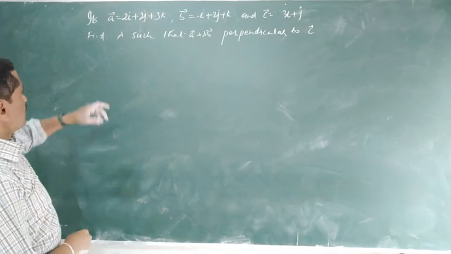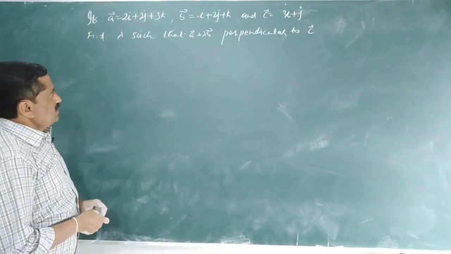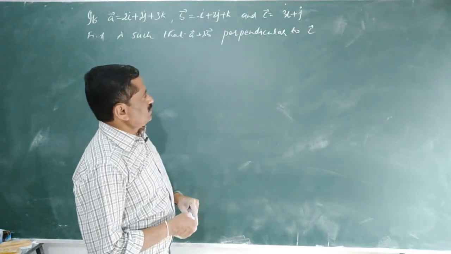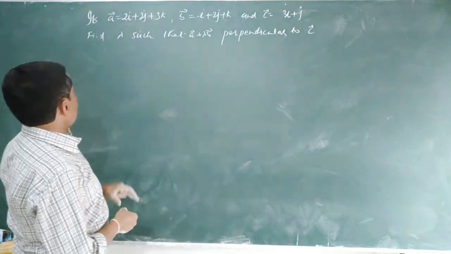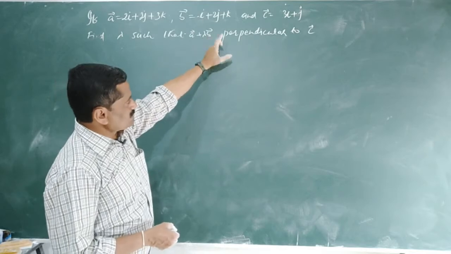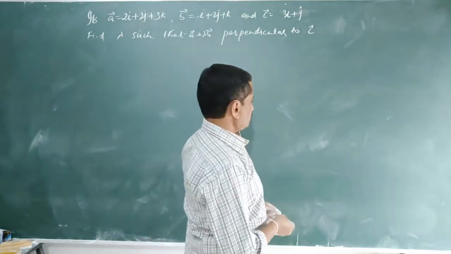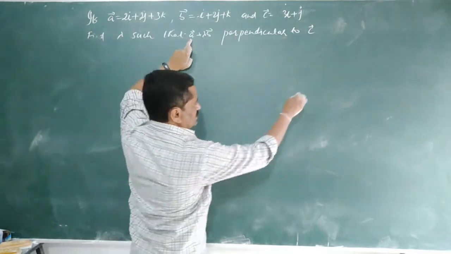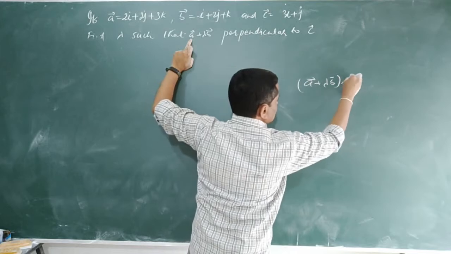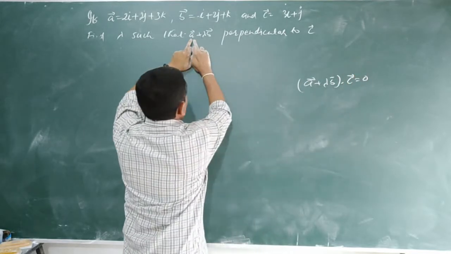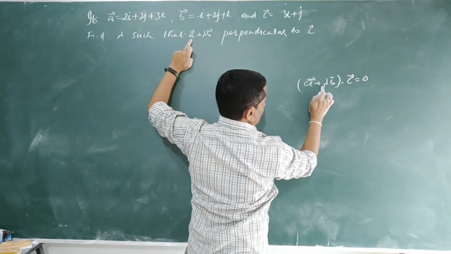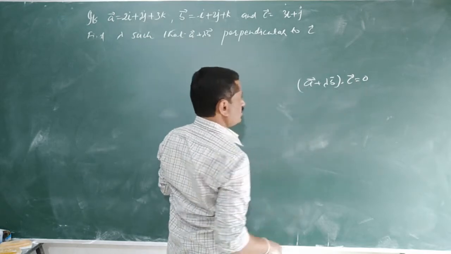Next we have, if a bar is equal to 2i plus 2j plus 3k, comma b bar is equal to minus i plus 2j plus k, and c bar is equal to 3i plus j, find lambda such that a bar plus lambda into b bar is perpendicular to c bar. So as given that, a bar plus lambda into b bar is perpendicular to c bar, that means a bar plus lambda into b bar dot c bar is equal to 0.